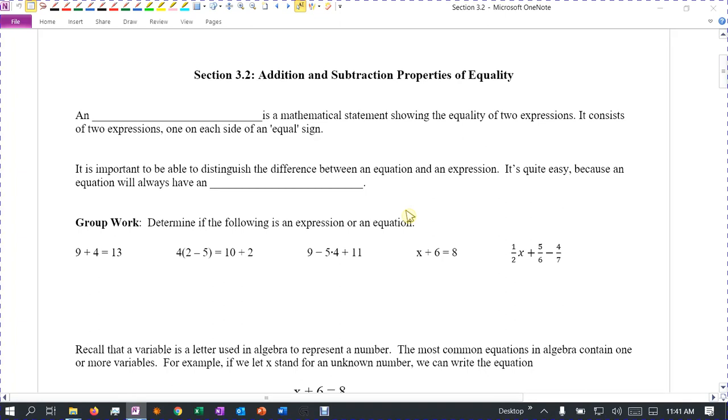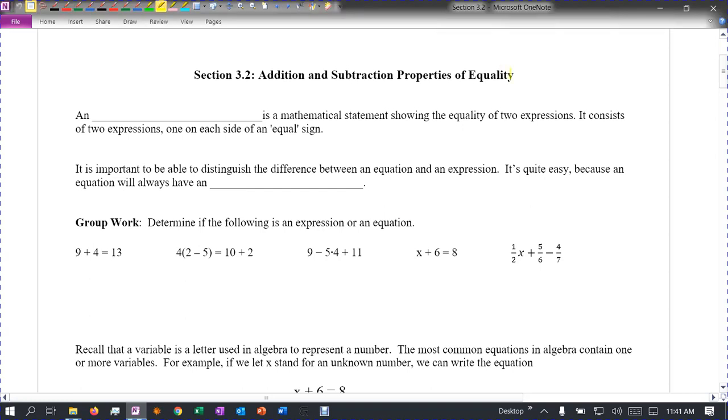Okay, in 3.2 what we're going to be doing is working with some properties of addition, subtraction, and equality. So the big difference now is that we're talking about equality of things. So first, some definitions. An equation is a mathematical statement showing the equality of two expressions.